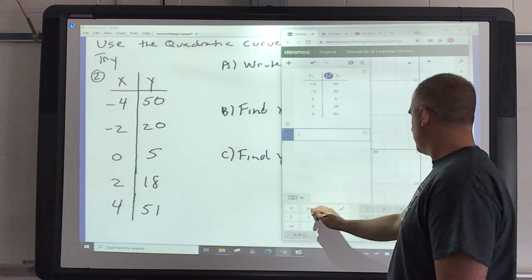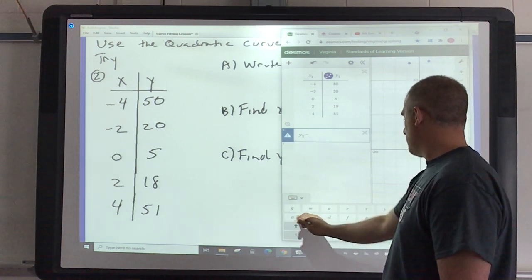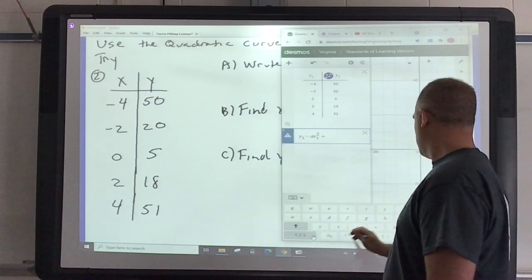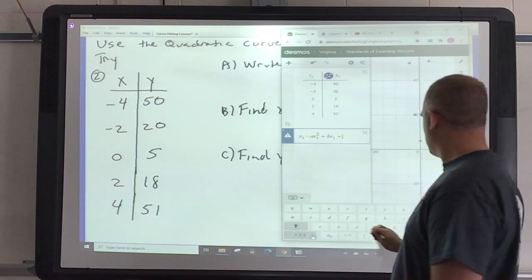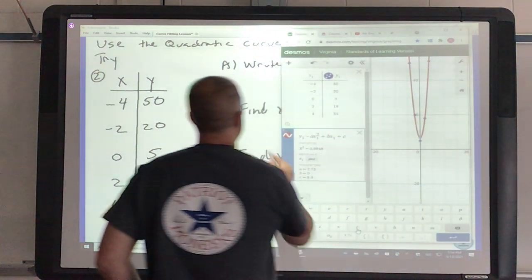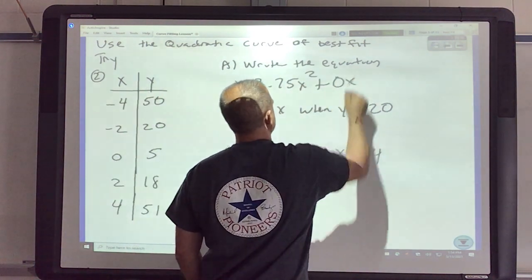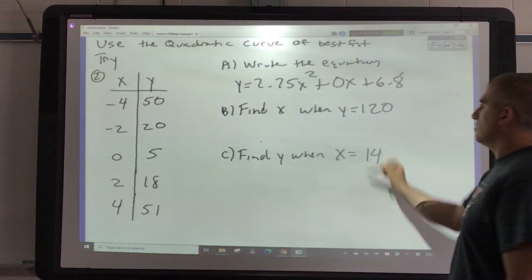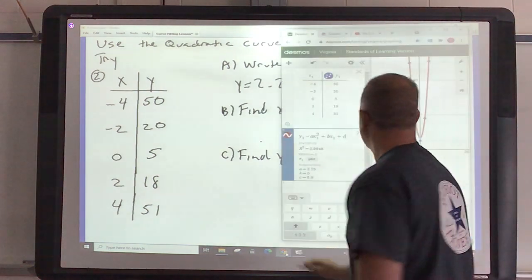Okay, I got y1 curve bracket, ax1 squared plus bx1 plus c. Okay, so I got 2.75x squared plus 0x plus 6.8. Okay, so check where y is 120. I'm going to check this twice. All right, so where is y 120?